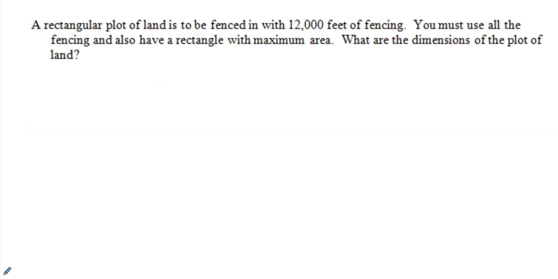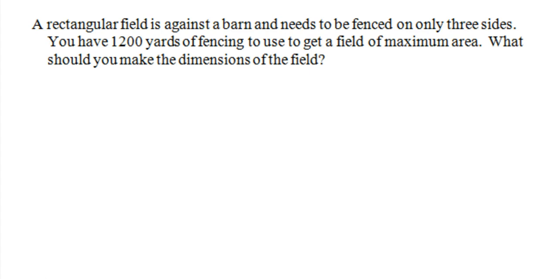Okay, so now we're going to take a look at a more real-life situation here. We're actually going to skip this problem right now. We're going to move down to the second problem on the second page. We have a rectangular field against a barn that needs to be fenced on only 3 sides. You have 1,200 yards of fencing to use to get a field of maximum area. What should you make the dimensions of the field? So let's go ahead and draw this scenario.